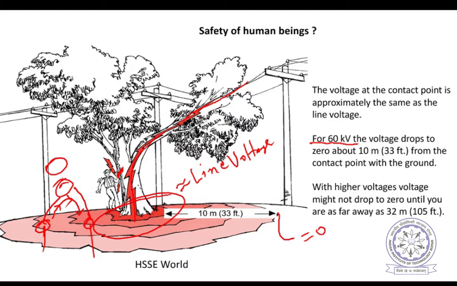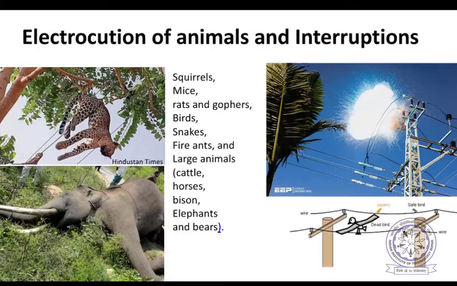So like this, a tree touching a transmission line is dangerous to living beings also. Apart from this, animals directly climb the trees and then may fall on the transmission line. You can see a cheetah. This is in India. Hindustan Times has reported this. An elephant also died due to a low-lying transmission line due to sag. So this is another problem, and some animals will climb here.